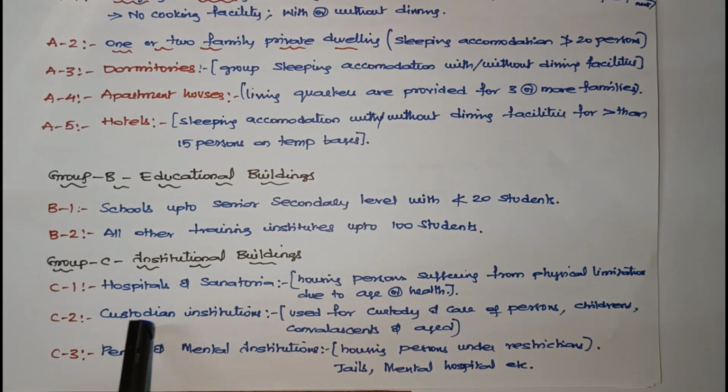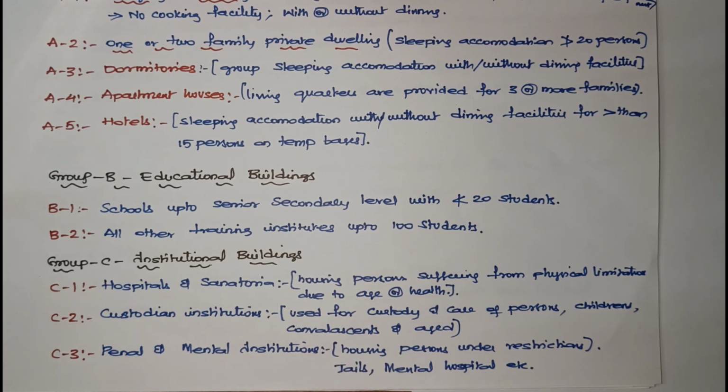Okay. Next, custodian institutions. Custodian means what? Custodian means it is used for custody and care of some persons. Mentally disabled persons will be there, okay, and orphan children will be there, and old age homes will be there. All this comes under this.